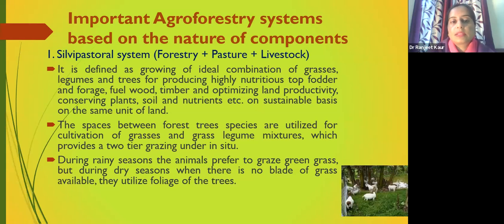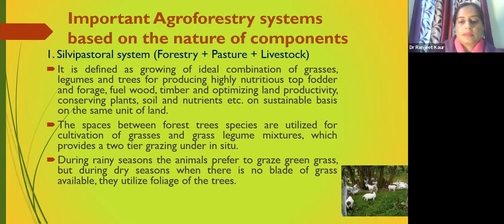In the silvipastoral system, it is defined as the growing of an ideal combination of grasses, legumes, and trees for producing highly nutritious top fodder and forage, fuel wood, timber, and optimizing land productivity, conserving plants, soil, and nutrients on a sustainable basis on the same unit of land. These 3 things we are producing on the same unit of land. So the spaces between forest tree species are utilized for the cultivation of grasses and grass legume mixtures in this system.